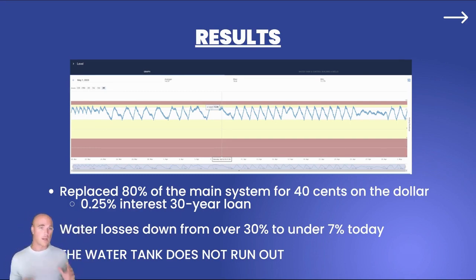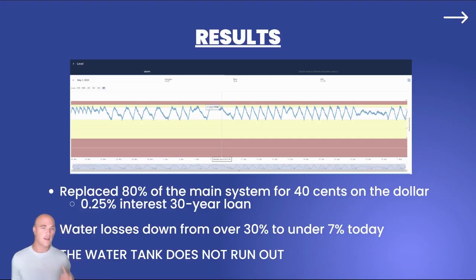So ultimately, we were able to replace 80% of the main system, and for what I'd say is 40 cents on the dollar. So why do I say that? We were able to get engineering grants and matching grants from the state, and then those were paired with loans. And so, like I said, they only had to pay for every dollar the project cost. They only ended up paying 40 cents of it.